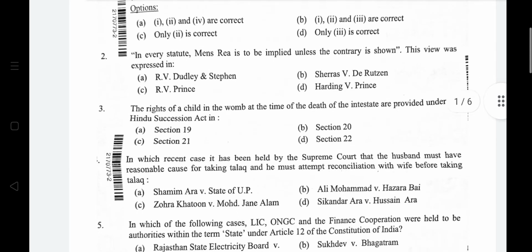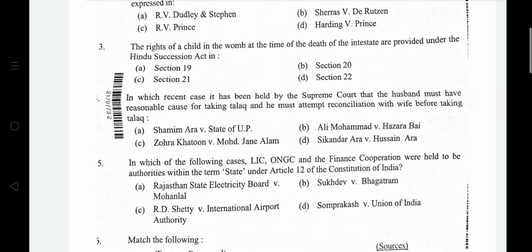Question number 3. The rights of a child in the womb at the time of the death of the intestate are provided under the Hindu Succession Act in A section 19, B section 20, C section 21, D section 22. Answer is B section 20.